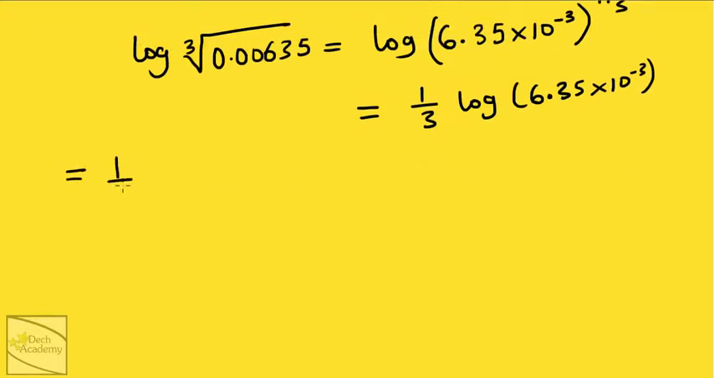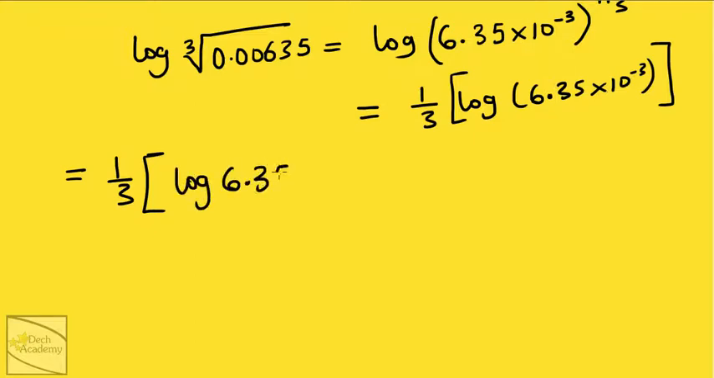So I have 1 over 3. So it's 1 over 3 times the logarithm of this. But you know that the logarithm of a times b is logarithm of a plus logarithm of b. Logarithm of p times q is logarithm of p plus logarithm of q. So the logarithm of 6.35 times 10 to the power of minus 3 is the same thing as the logarithm of 6.35 plus the logarithm of 10 to the power of minus 3.